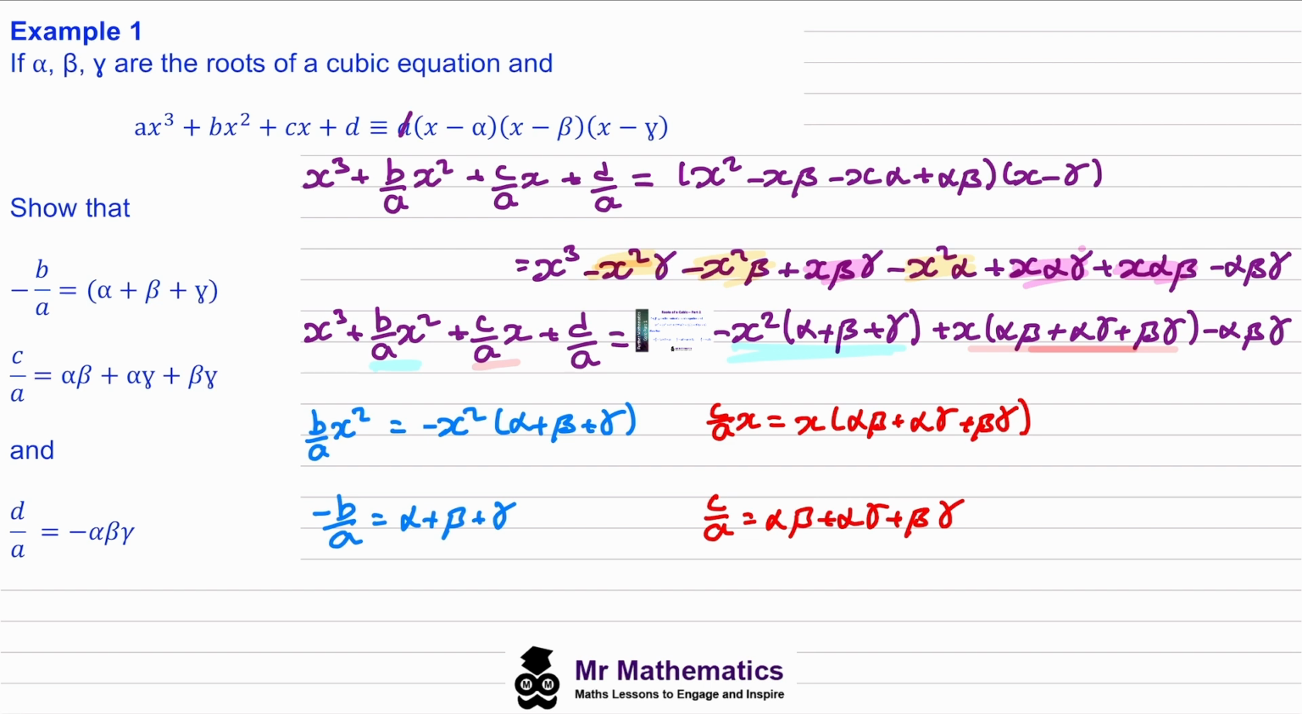And then finally, we can equate the constant terms. So d over a from the left-hand side will equal negative alpha beta gamma. Dividing both sides by the negative, we get negative d over a will equal alpha beta gamma. And these are the three equations we were asked to find here, here, and here. Okay? In the next video, I'm going to show you how to use these equations to derive a cubic when we're given its roots.